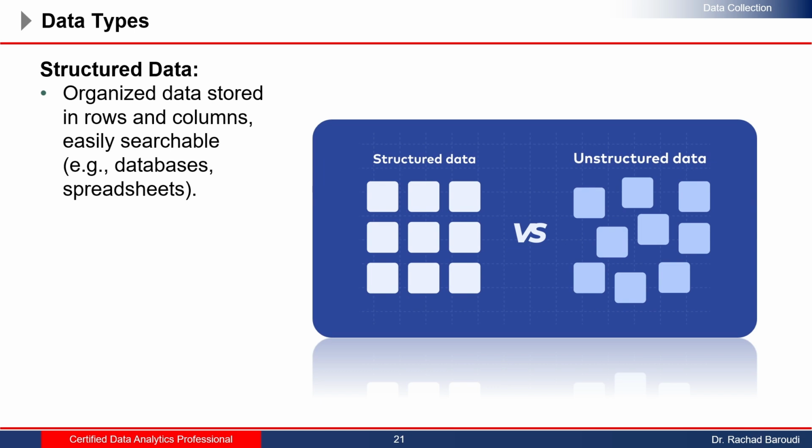Also in data types, we have the structured data. It's organized data stored in rows and columns, easily searchable because usually they have the same unit in the whole column or row. You will find them in databases and spreadsheets, Excel, for example.